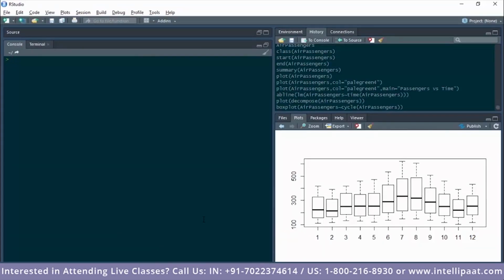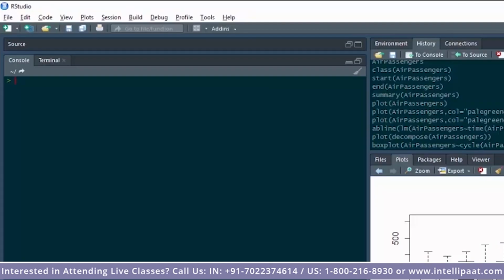Okay, guys. So now, as I've already told you, this air passengers data is not stationary. To make it stationary, we need to do two things. First, we need to make the variance equal, and second, we need to make the mean constant. So we'll start off with the first task. We'll go ahead and make the variance equal, and to do that, we would have to use the logarithmic function.